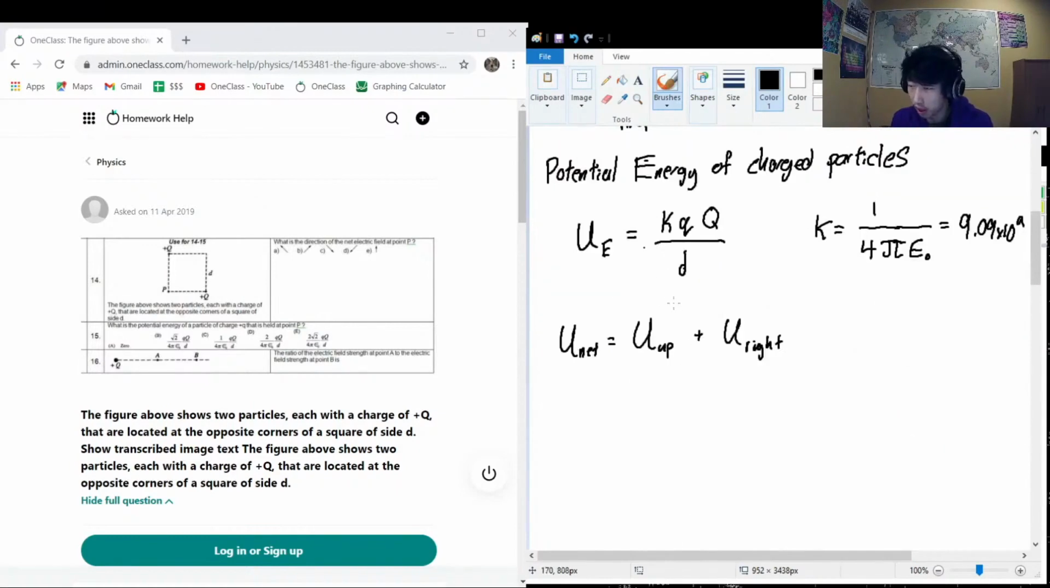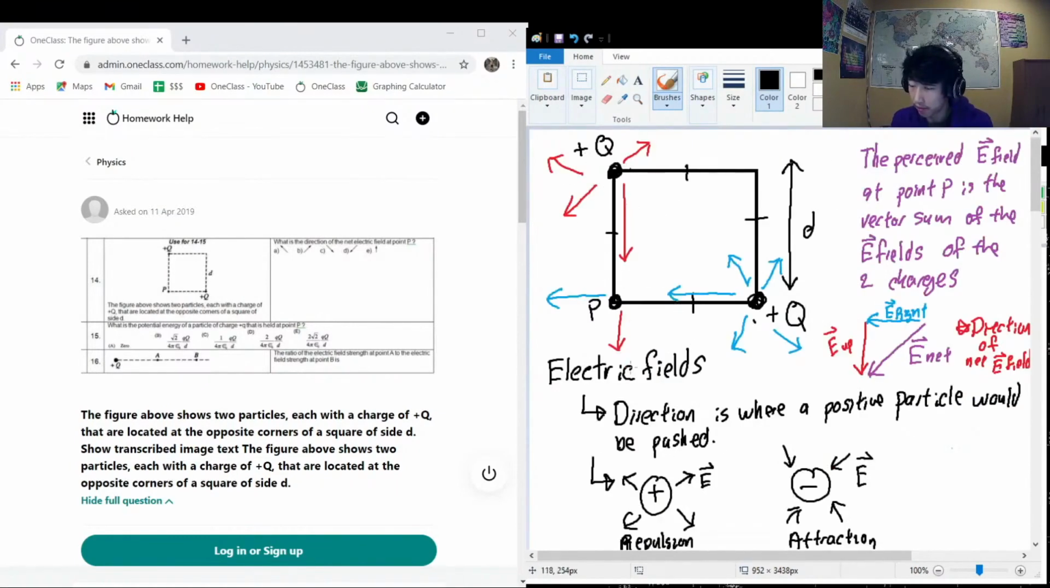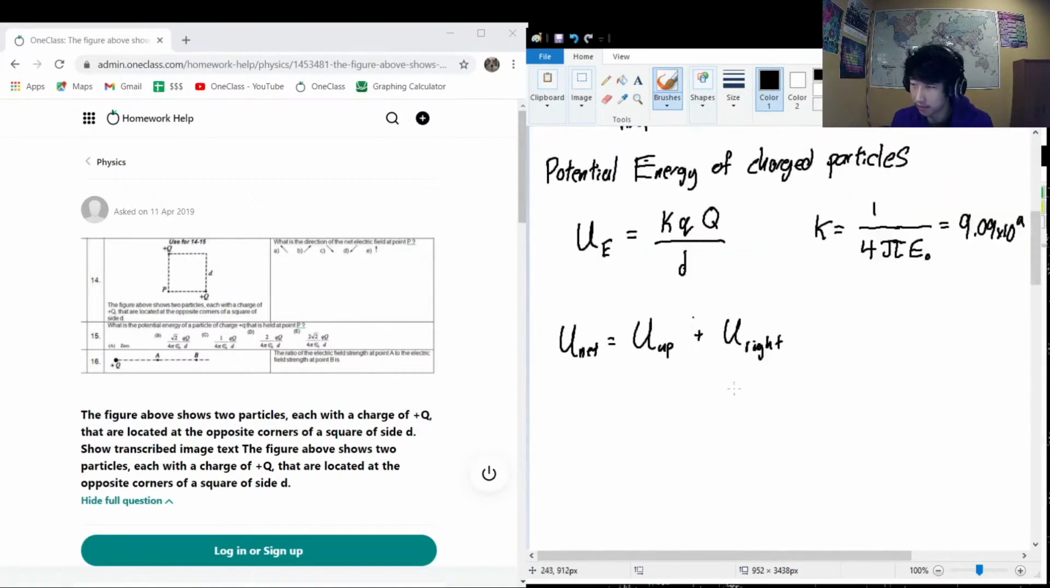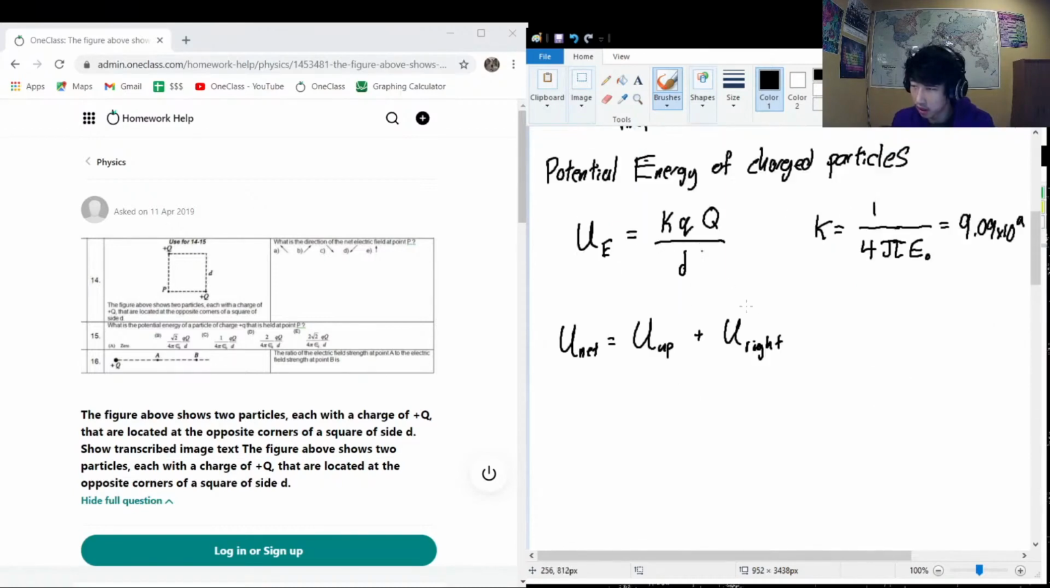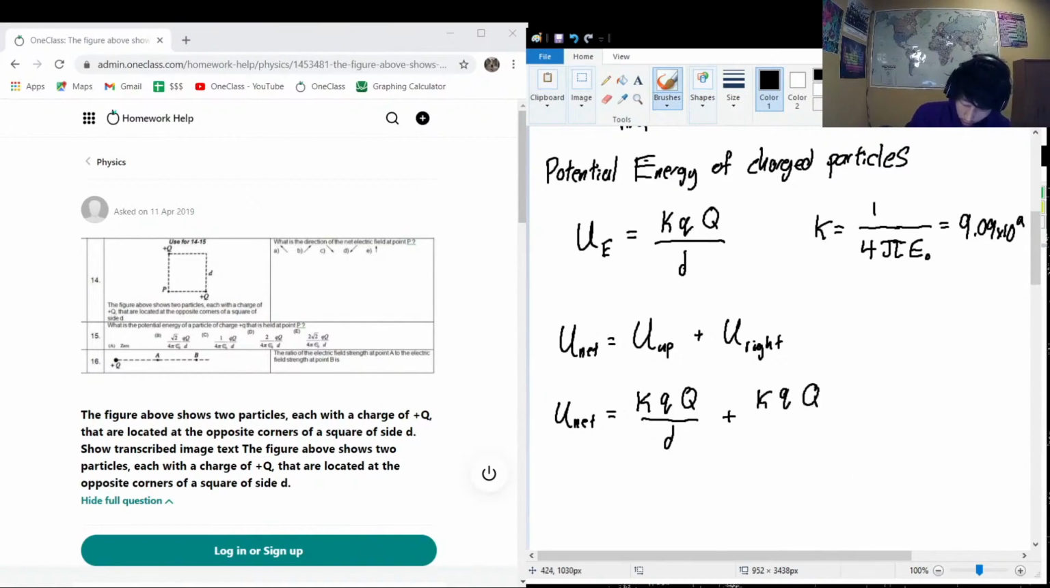Okay, so it turns out for them both, d is the same distance for their separation, and little q is the same, and the big Q is the same as well, because the top left and the bottom right have the same charge of big Q. Okay, so let's write this out alongside this equation right here. So U net is equal to K q Q over d plus K little q big Q over d.